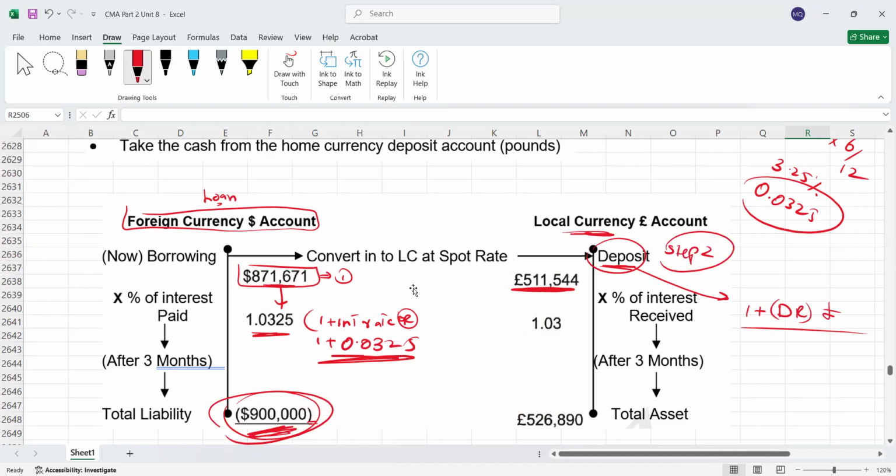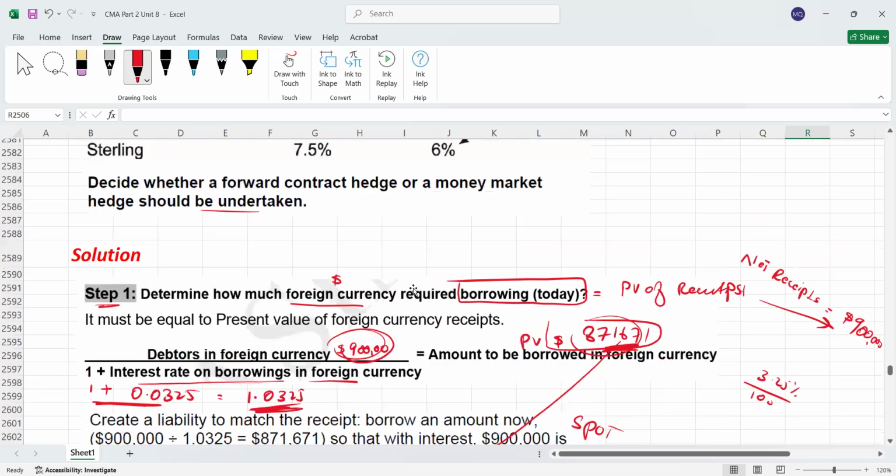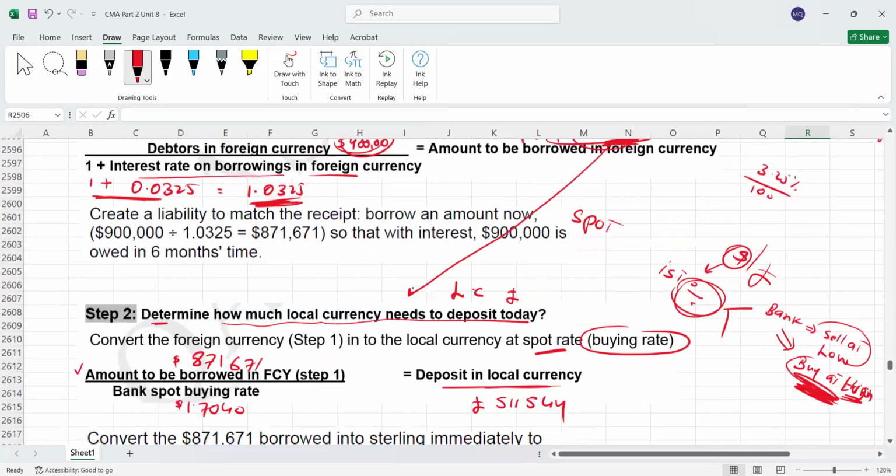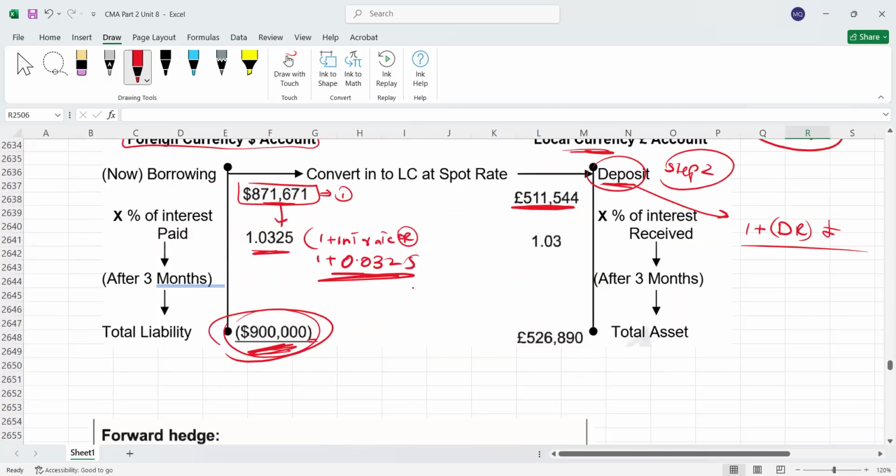So go back to the question. See the deposit rate of the pound. This is sterling pounds. This is deposit rates. It's 6% per annum. But I want this rate for 6 months only, so I'll take 6 by 12. Okay, so it's equal to 3%. So if I remove the percentage sign by dividing by 100, it will be equal to 0.03. Okay, so this is what we have to do now here.